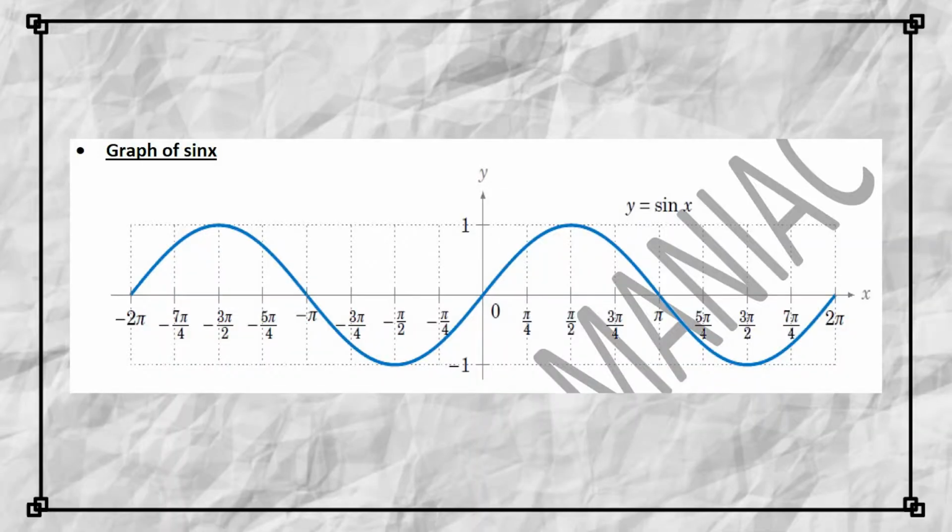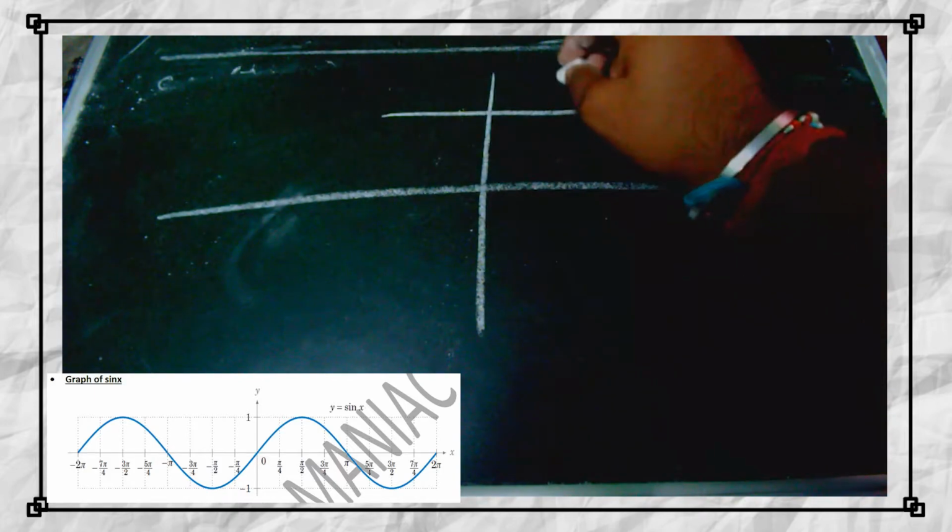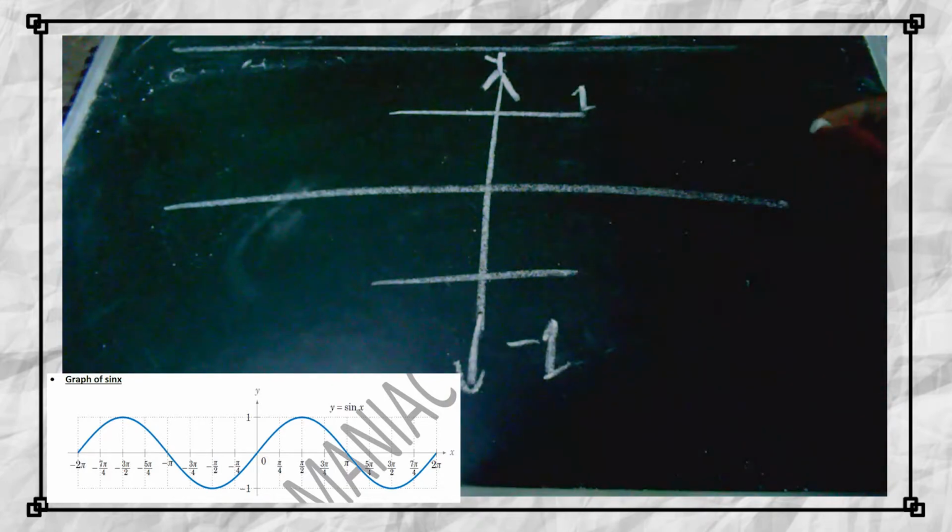Let's go. So firstly, the graph of sin x. So this is the graph of sin x. Now why is the graph of sin x like this? So first let us draw a graph, and our extremities will be 1 and minus 1 in the y and y dash respectively, and this will be x and this will be x dash.